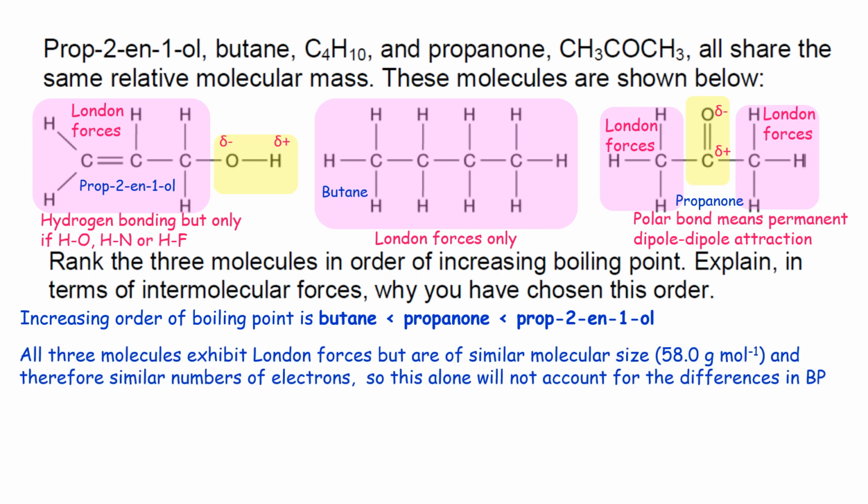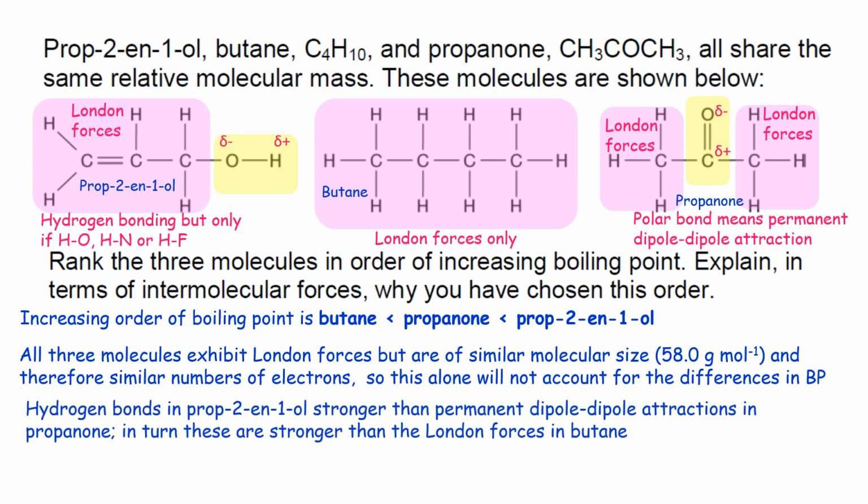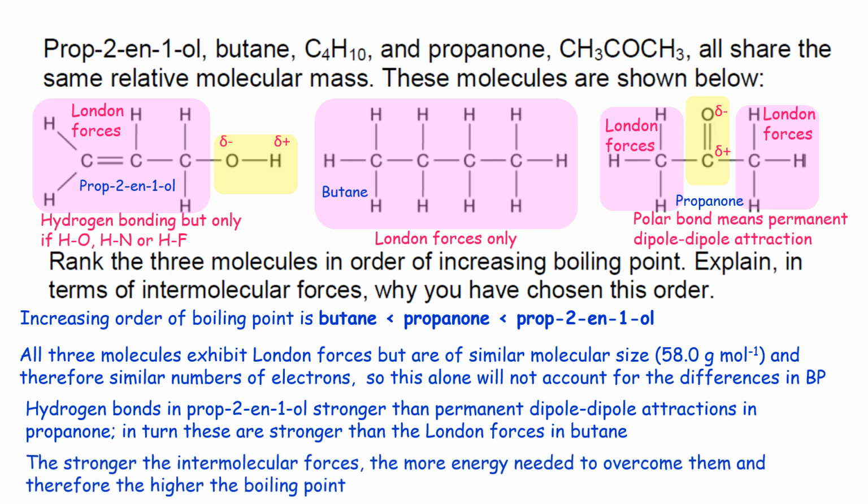So all three molecules exhibit London forces, but because they're of similar molecular size, which happens to be 58 grams per mole, and therefore similar numbers of electrons, this alone will not account for the differences in boiling point. So the hydrogen bonds in prop-2-n-1-ol are stronger than permanent dipole-dipole attractions in propanone, and in turn, those permanent dipole-dipole attractions are stronger than the London forces in butane. So finally, you need to connect this difference in strength to boiling point. So the stronger the intermolecular forces, the more energy needed to overcome them, and therefore the higher boiling point.